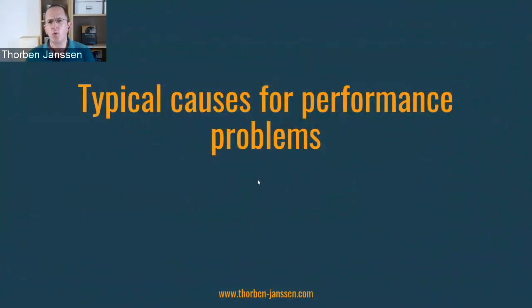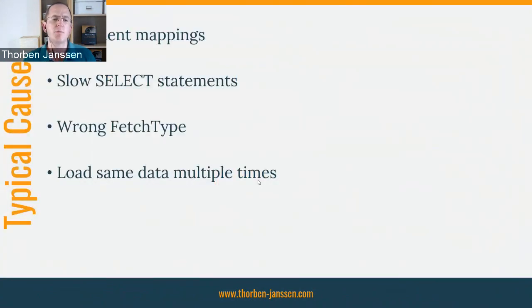Okay, so after we saw the statistics and learned that there is actually a way to learn what Hibernate is doing internally, let's now talk about the typical causes of performance problems. And I want to keep it really short because we just have a little bit less than an hour for the whole talk. The typical causes for performance issues are inefficient mappings. In general, Hibernate mappings are very efficient, but there are a few things and pitfalls that make them not as efficient as we would hope for.